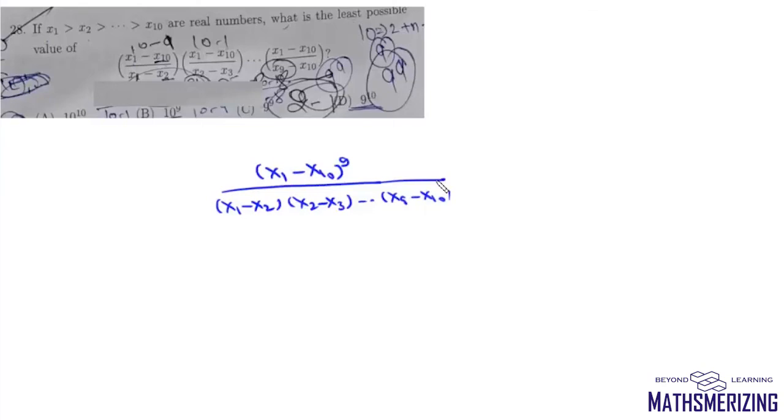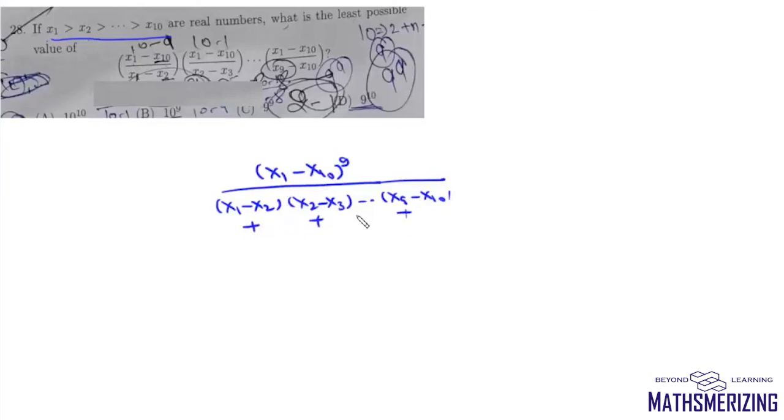Now here the question is, if x1, x2 up to x10 are real numbers, then what is the least possible value of, now this is (x1 minus x10) to the power 9 upon (x1 minus x2) (x2 minus x3) up to (x9 minus x10). Now since they are in descending order, each of these numbers, they are positive.